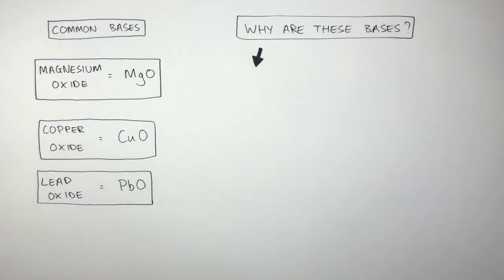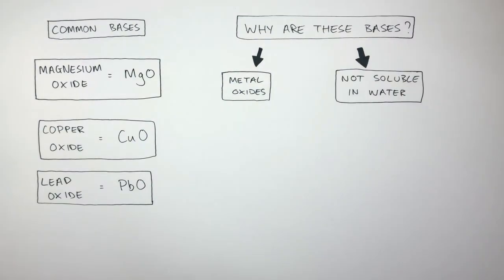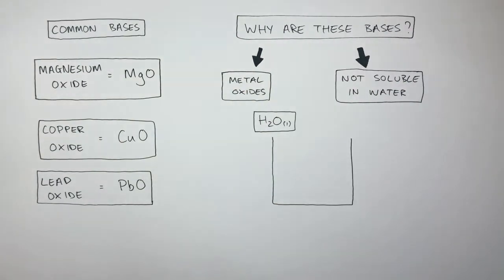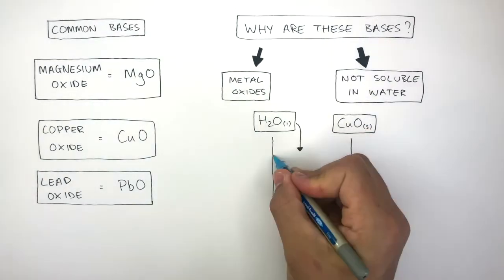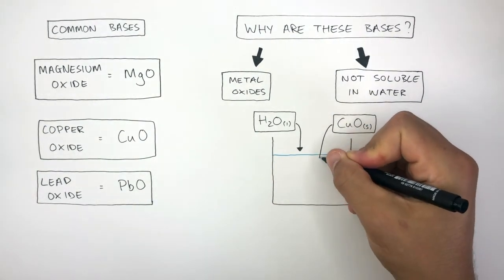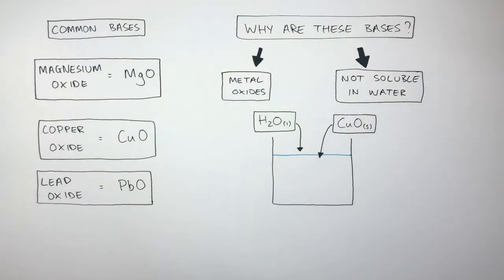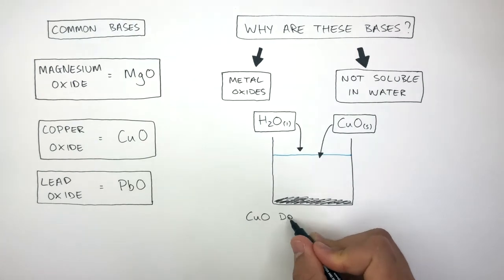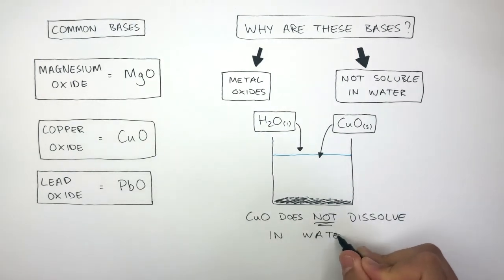General rules to understand about bases are that they are metal oxides and they are not soluble in water. This means they cannot dissolve in water. So let's say we have a beaker and liquid H2O, which is water, and solid CuO, copper oxide. If we pour the water into the beaker and we place the copper oxide into the beaker of water, the copper oxide will sink to the bottom as copper oxide does not dissolve in water.